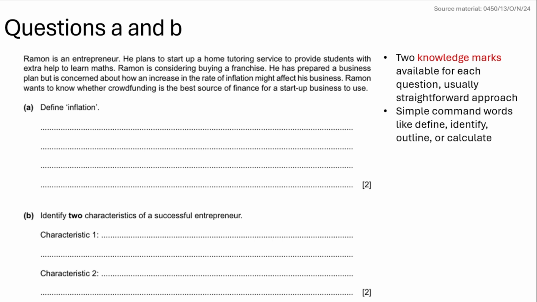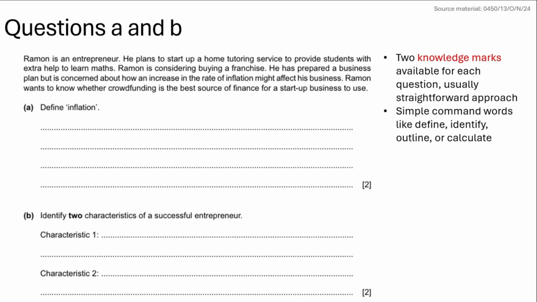This is a sample question from October-November 24, variant 1.3. I'll give you some time to read through the case study. You can pause the video to go through it, but I'm going to jump straight into the question. Question A says define inflation, and question B wants us to identify 2 characteristics of a successful entrepreneur. These are very straightforward questions. There's no twist to it. Just straightforward define inflation, identify, such simple command words.